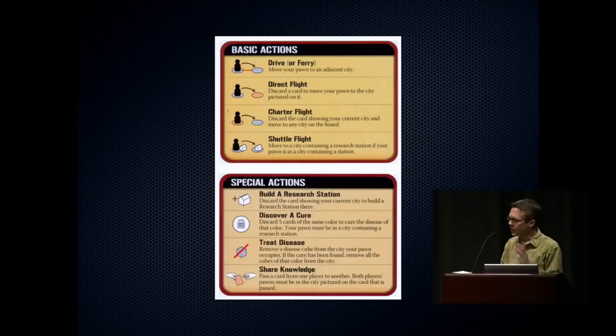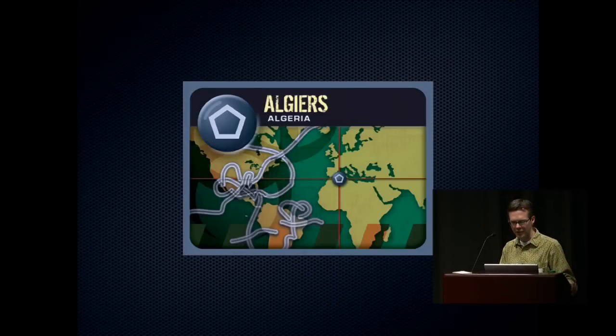So after you take your 4 actions, you actually draw 2 cards, and then it's your job to infect the world some more. And you do that by drawing these cards. This is an infection card. So at the end of your turn, you draw an infection card. This one's for Algiers. You'd play this card, and then you take a black cube representing an infected population, and you put that in Algiers. And you draw another card, and you put some more cubes on, and so on.